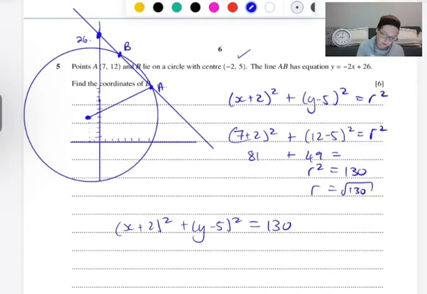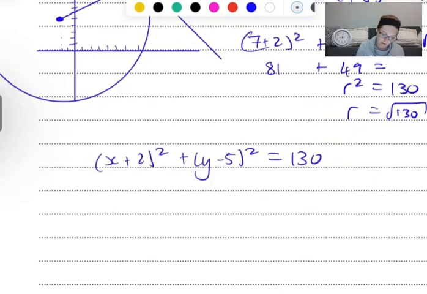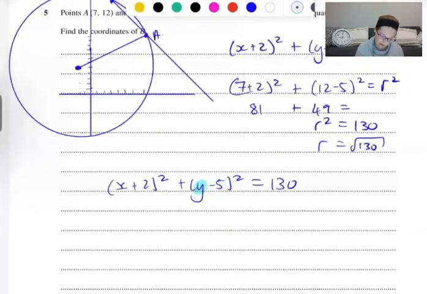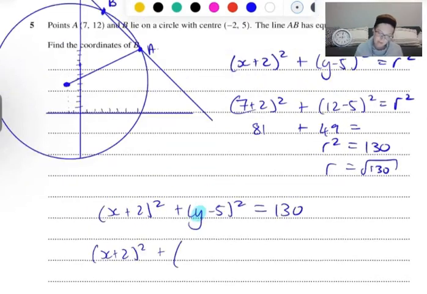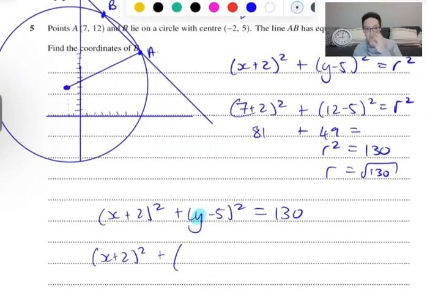Okay, and what I'm going to do is plug my line equation in for y, because both of those are equal to y. So (x plus 2) squared plus, basically I don't want to make y the subject of my formula for my circle, because that's going to be complicated. So I'm just taking my y and plugging it in. Minus 2x plus 26, and then remember the minus 5.